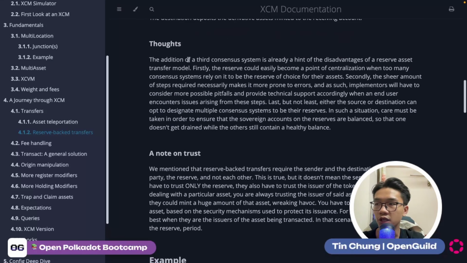So the addition of a third consensus system is already a hint of the disadvantages of a reserve asset transfer model. Firstly, the reserve could easily become a point of centralization when too many consensus systems rely on it to be the reserve of choice for the asset. Imagine you have 1,000 parachains in the Polkadot network, and everyone relies on the asset hub or the relay chain for the reserve asset. The asset hub is going to become a centralization point for all these new reserve transfers.